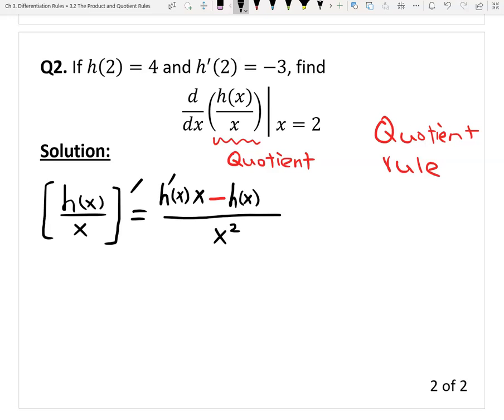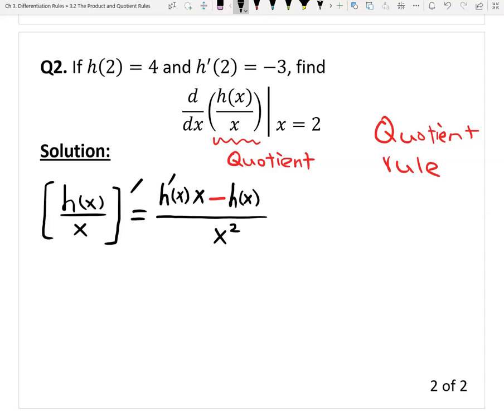The second term is the first, which is h(x), times the derivative of the denominator. Okay, so I ignore it. Why? Because the derivative of x is 1. So h(x) times 1 is still h(x), right? This should be times 1, and times 1 we just ignore. And then this is what we get. We can always simplify, but just leave it here, which means we already found the derivative function.